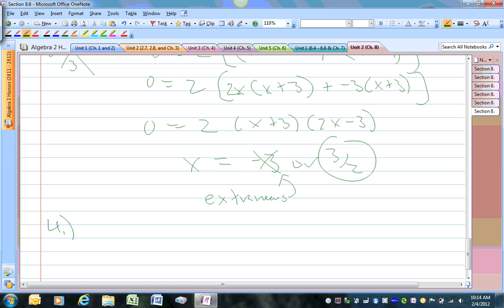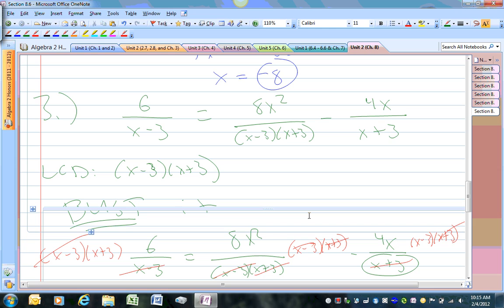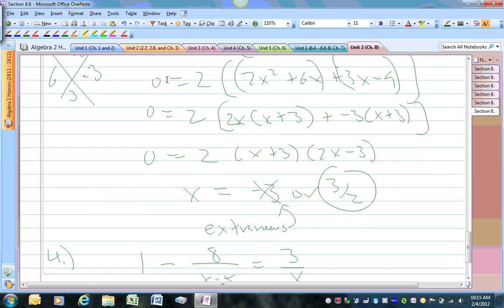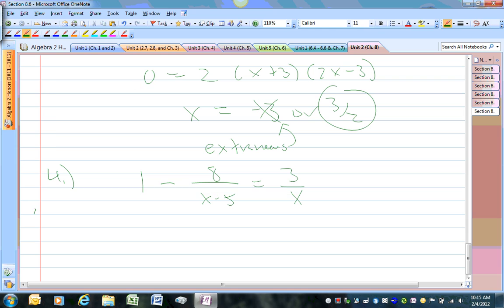Okay, last one. Number 4. Then I have to get going so I can start enjoying my weekend. Let's say we have the following: 1 minus 8 over x minus 5 equals 3 over x. By the way, number 3 here was example 5 on page 591. So this one here is example 4 on page 590.